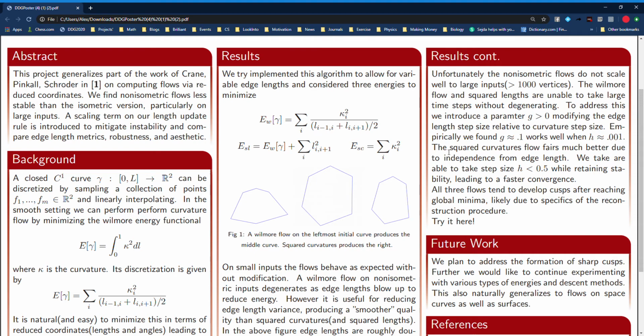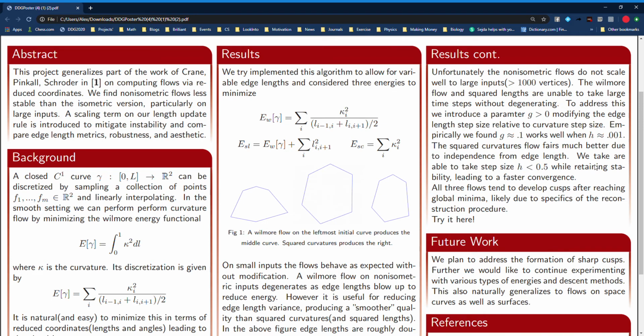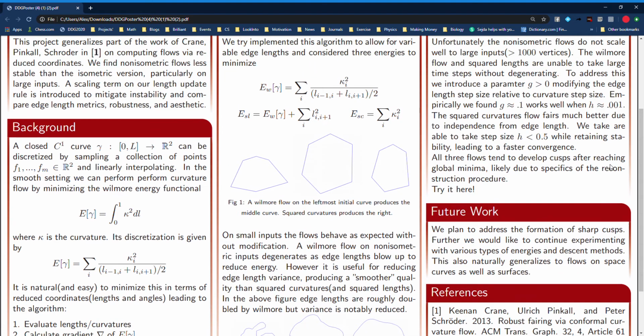There is some good news, though, in the larger case, and that's that the squared curvature flow actually still performs very well, and that's because it's largely unaffected by the edges. It's independent of the edge lengths here. And because of that, we can take somewhat arbitrarily large step sizes. We found that h less than 0.5 tends to work pretty well for arbitrarily large inputs. And this leads to a pretty fast rate of convergence relative to the Willmore and squared length flows. That's pretty good.